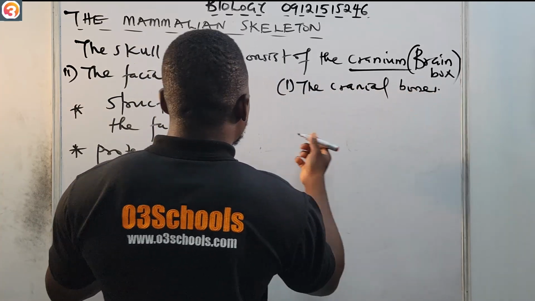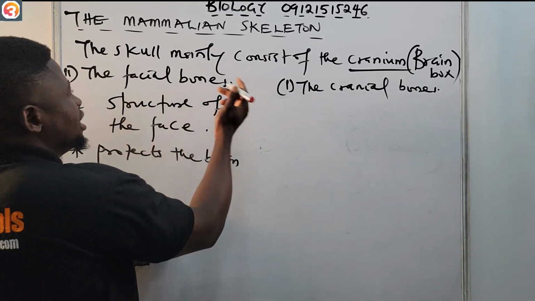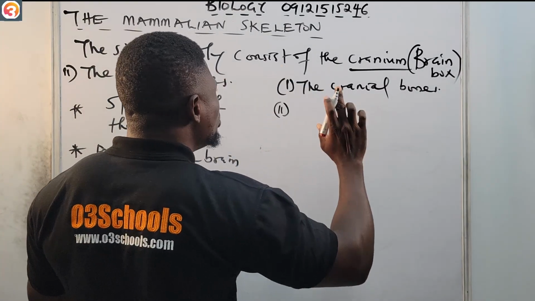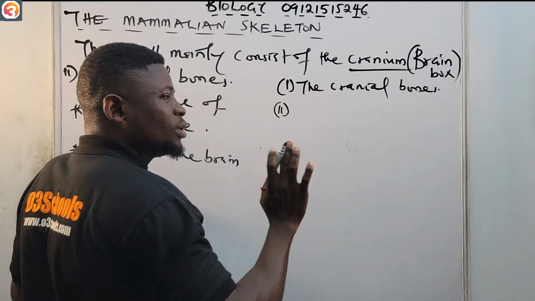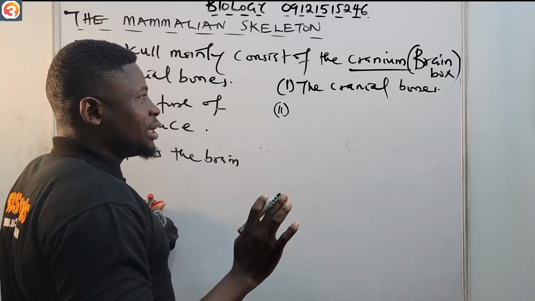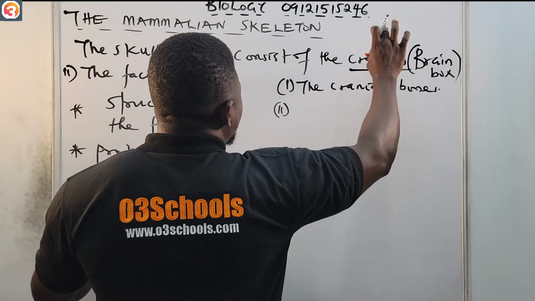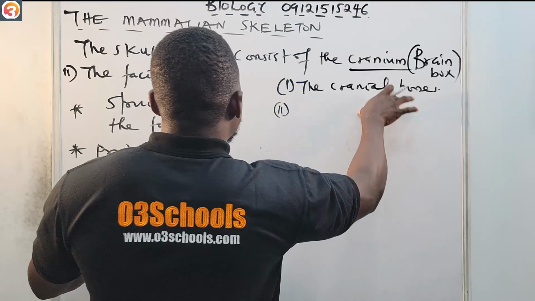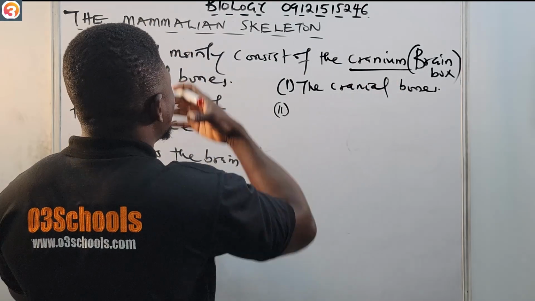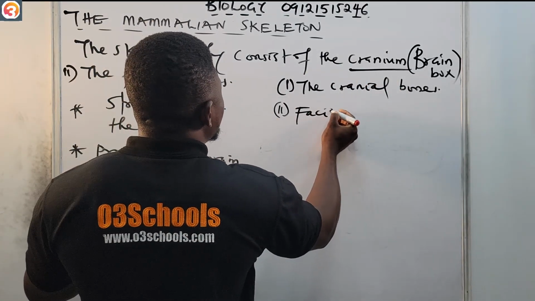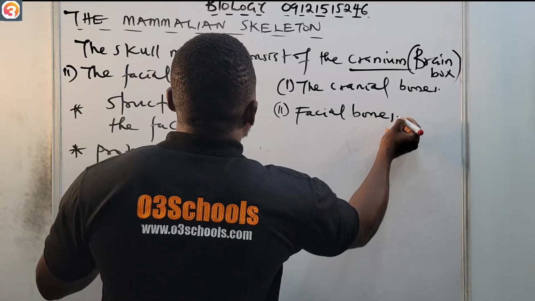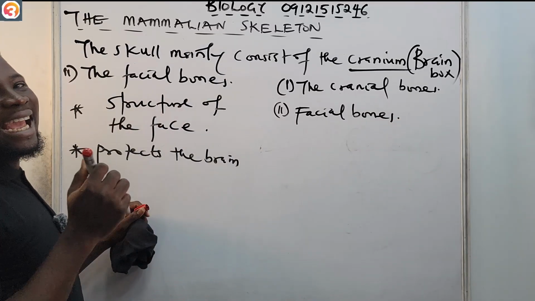And of course, number 2 will be the ones in the face, which are the facial bones. That's why I would say the bones of the skull are divided into 2 categories: the ones in the cranium, which are the cranial bones, and the ones in the face, called the facial bones. Now, the cranial bones are 8 in number.